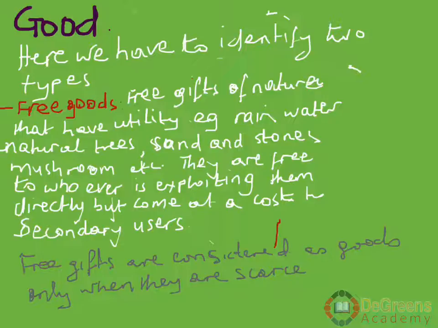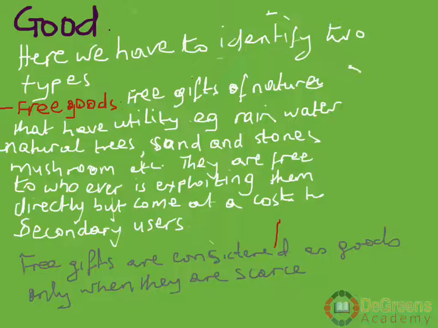Some are keeping our wild animals alive. Then we have sands, stones, which eventually we use in construction work, but which are not made by us. We have mushrooms that our children go up the hills and pick. And all these things are free to whoever is exploiting them directly. So if you're exploiting them directly, they are free. If you go up the hills and pick your mushrooms, you come and cook, nobody disturbs you.